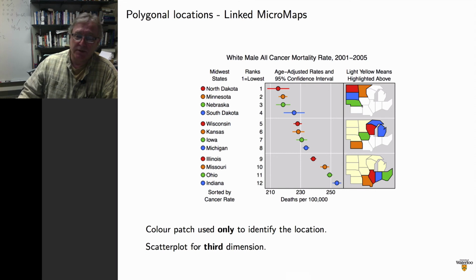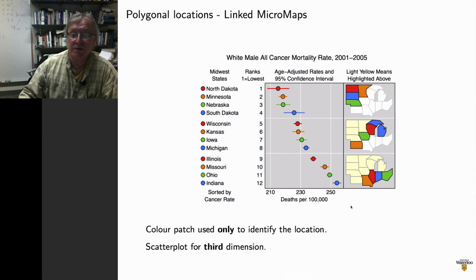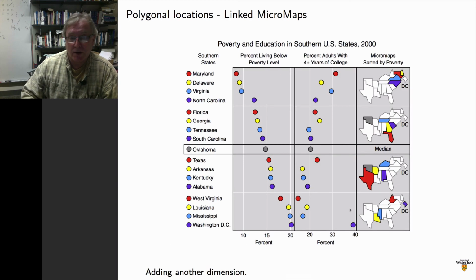The other thing it's done is, whereas moving from top down, any state that's appeared above is shown in a light yellow, so that by the end we can see that everything has appeared above. And these are the middle states, and they're actually middle states spatially as well. So again, the color patch is used only to identify the location, and this scatter plot here is used for the third dimension. You can have more complex things here.